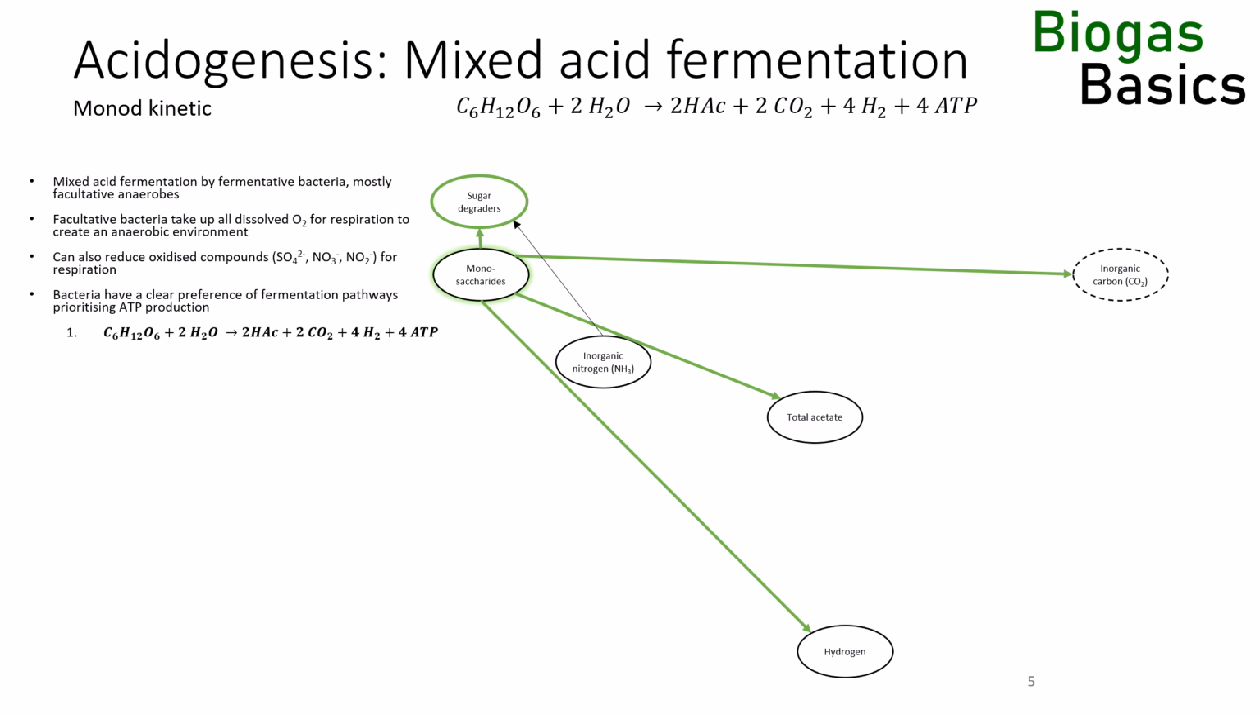The ADM1 model refers to the reaction converting glucose into acetic acid, hydrogen, and carbon dioxide as mixed acid fermentation. However, this terminology is somewhat misleading. In microbiophysiology, mixed acid fermentation typically describes the metabolic activity of facultative anaerobes such as E. coli, which produce a mixture of end products including acetic, formic, lactic, and succinic acids, along with ethanol, CO2, and H2. In contrast, the ADM1 pathway produces only acetic acid, H2, and CO2.